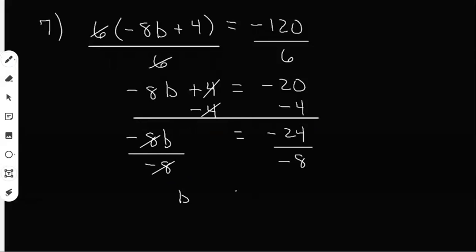So if I do that, I get b equals positive 3 again. So that's just another way that you can go about doing it without having to do the distributive property.